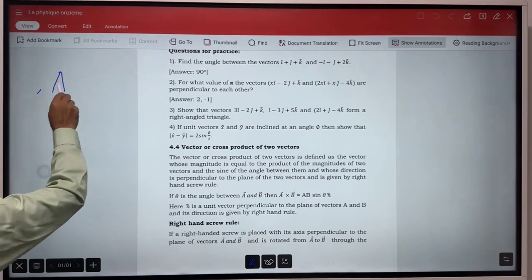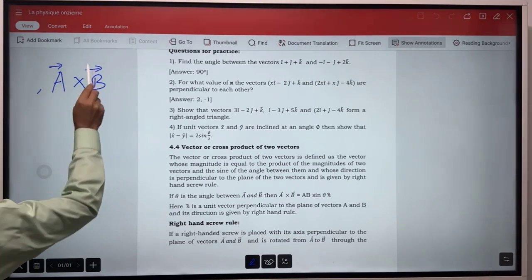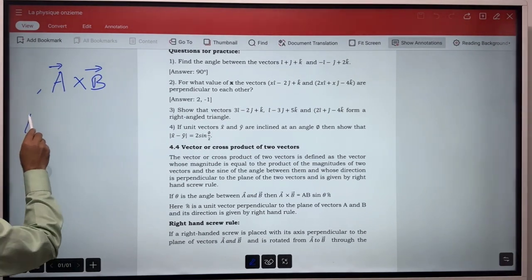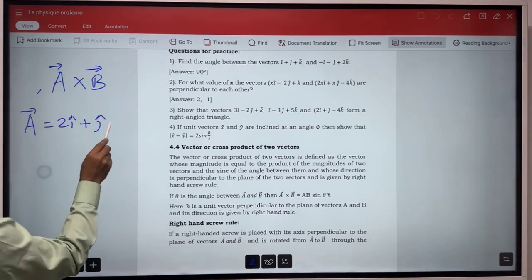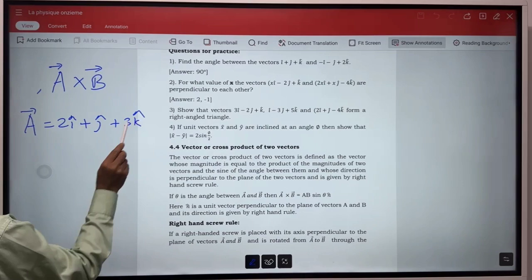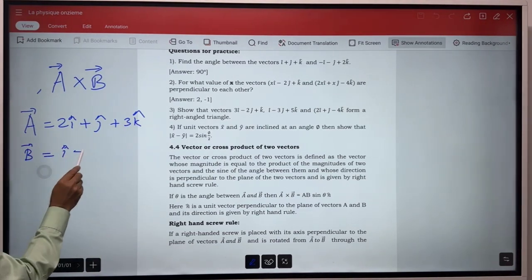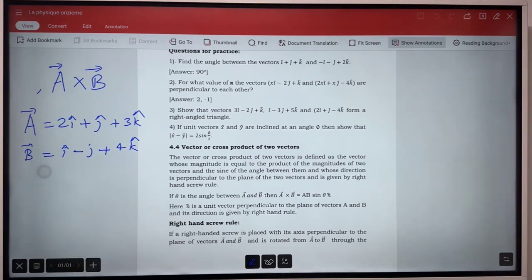Suppose you are given vector A and vector B, whose cross product you have to find out. Vector A is 2i cap plus j cap plus 3k cap, and vector B is i cap minus j cap plus 4k cap. For this you have to use the concept of determinant. I will explain it in detail, but let's do this question first.